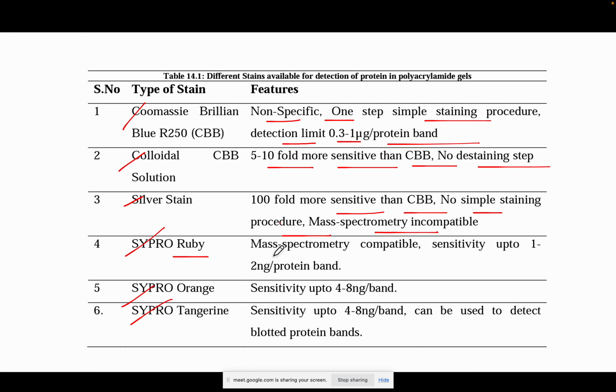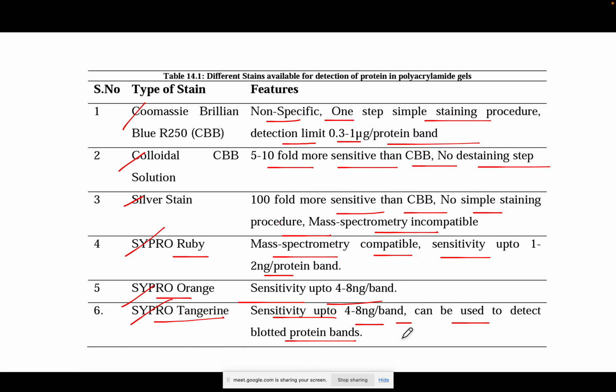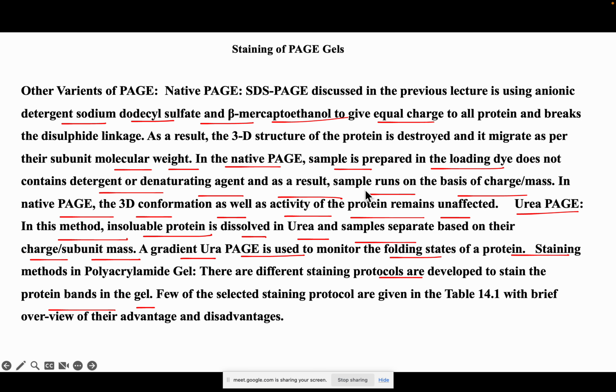SYPRO Ruby, mass spectrometry compatible, with sensitivity up to 1 to 2 nanogram per protein band. SYPRO Orange, sensitivity up to 4 to 8 nanogram per band. SYPRO Tangerine, sensitivity up to 4 to 8 nanogram per band, and can be used to detect blotted protein bands. So these are the different stains available for detection of proteins in polyacrylamide gel.